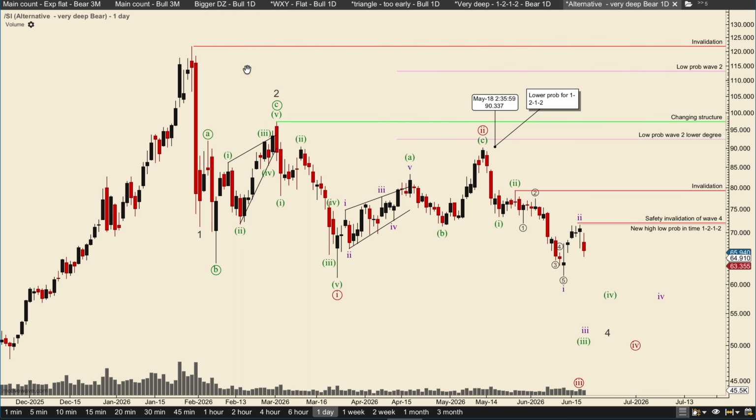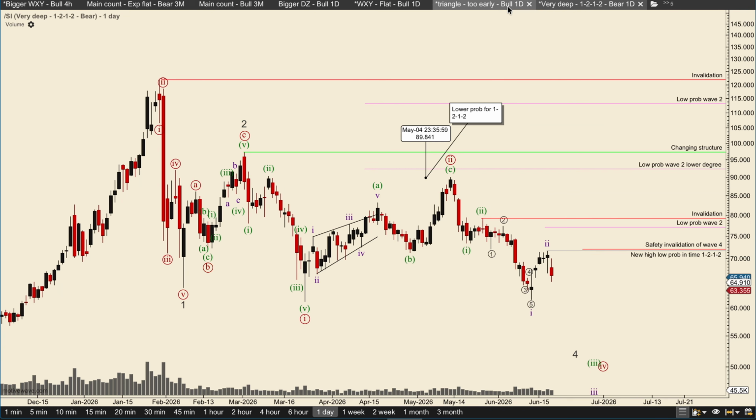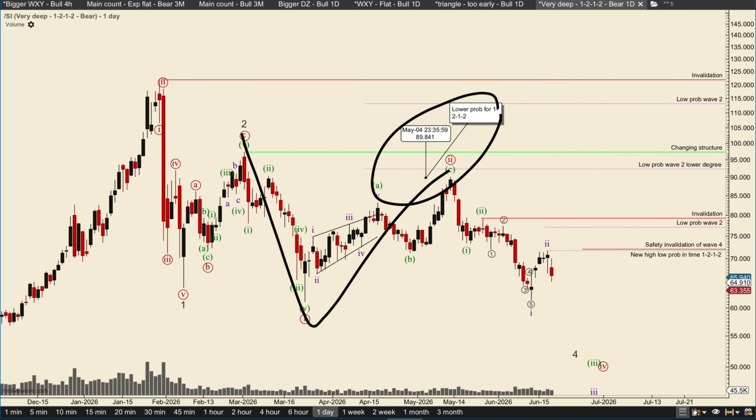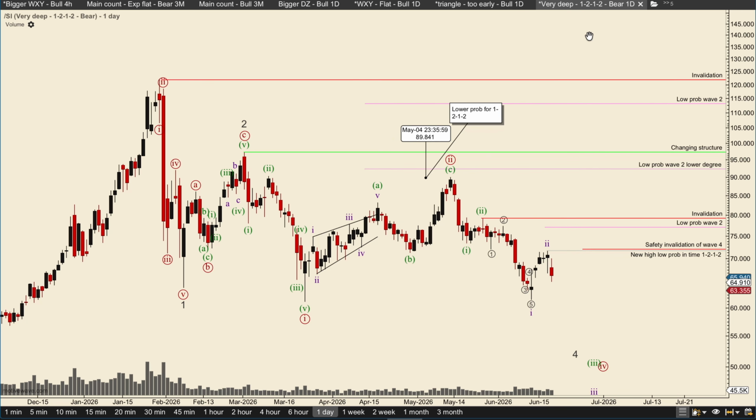which is very uncommon for wave 2. And this is how you need to count it to circumvent this issue, to have this as a higher probability 1, 2, 1, 2. So that lowers the probability for this. And if this has a lower probability of being a 1, 2, and the other scenario has a lower probability of being a 1, 2 of a lower degree, then it's a lower probability for the bears, because these are the only viable counts for the bears as of right now.